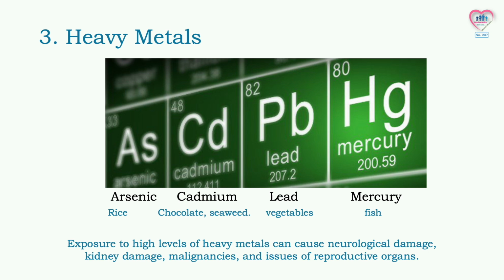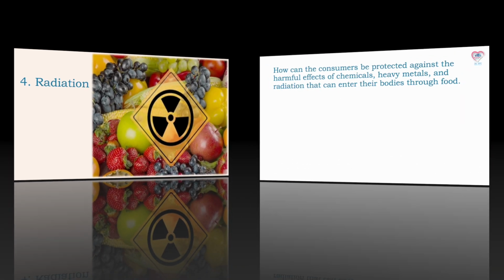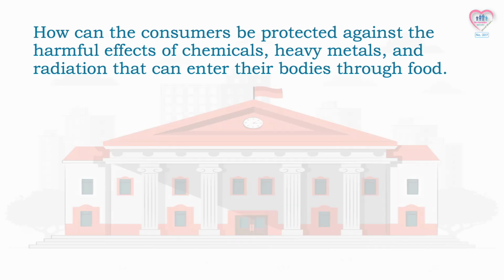Exposure to high levels of heavy metals can cause neurological damage, kidney damage, malignancies, and issues with reproductive organs. Contamination of food by radiation is rare and usually limited to foods cultivated or fish harvested in radiation-contaminated areas or in specific geological settings. Next, we will discuss how consumers can be protected against the harmful effects of chemicals, heavy metals, and radiation that can enter their bodies through food.